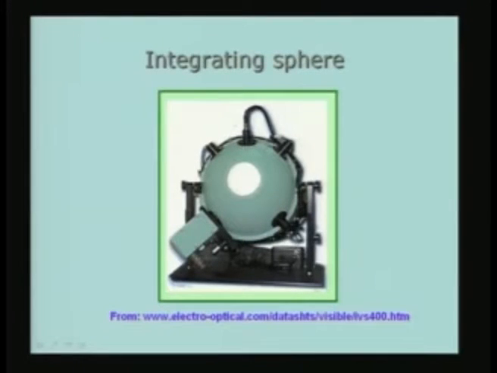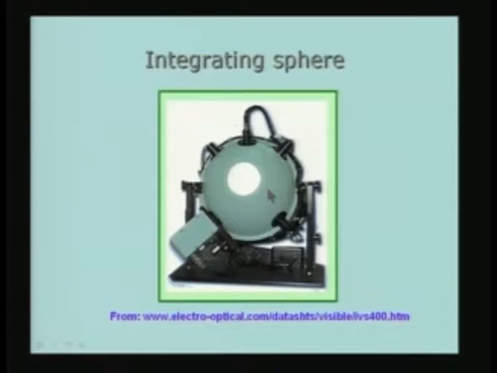So, two different methods we have discussed, and I am just showing a picture of an integrating sphere, which is available from a manufacturer. In this case, I have taken it from the website www.electrooptical.com. They are the manufacturers of this integrating sphere. The integrating sphere is this sphere here with an opening. This opening is to provide, for example, in this case the application for which this is being used is to provide a uniform intensity radiation coming out from this port.